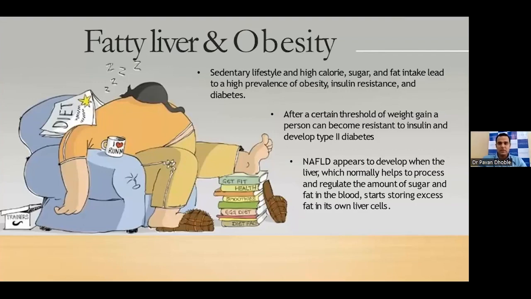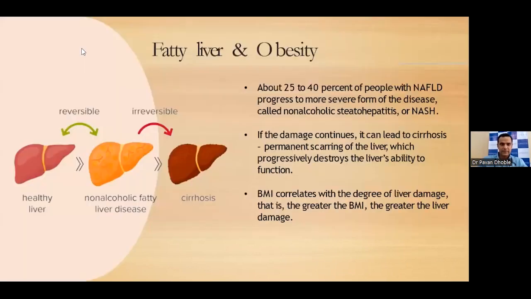So what can we do for this fatty liver and obesity? What causes it is sedentary lifestyle, high calories, refined sugars, fat intake, obesity, and insulin resistance. This causes a high load of glucose on your liver, which gets deposited as fat in your liver, and eventually once this fat starts depositing, it gets converted ultimately into alcohol and causes hepatitis.